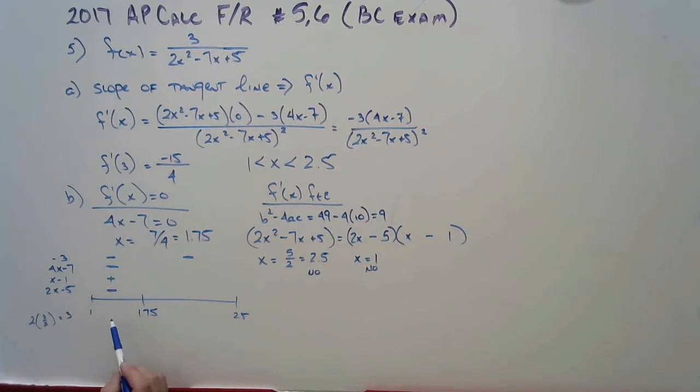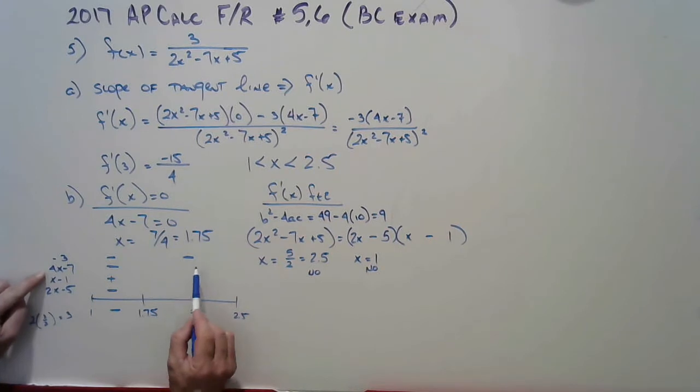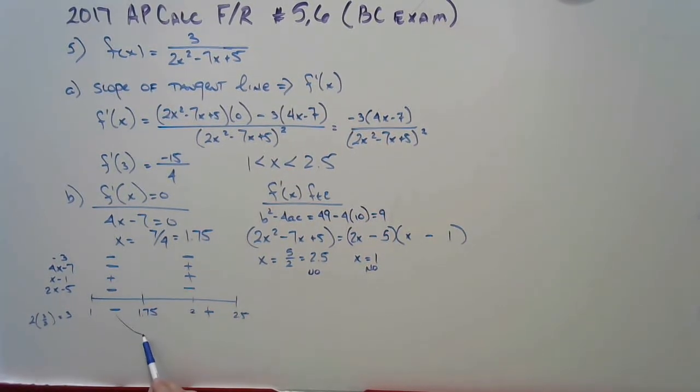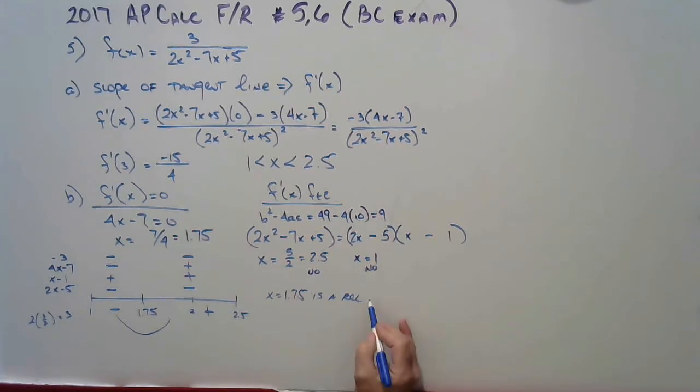So where do we go from here? That's going to be negative overall. And then what do we get over here? Plug in 2. The negative 3 is going to be negative. 4x minus 7 is 8 minus 7, that's going to be positive. Put a 2 in x minus 1, you're going to get a positive. Put a 2 in 2x minus 5, you're going to get a negative. So this turns out to be plus over here. So we're decreasing and then we're increasing. So x equals 1.75 is a relative min.